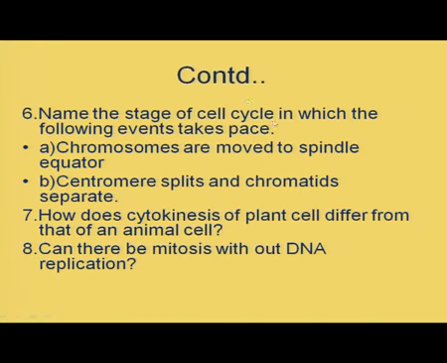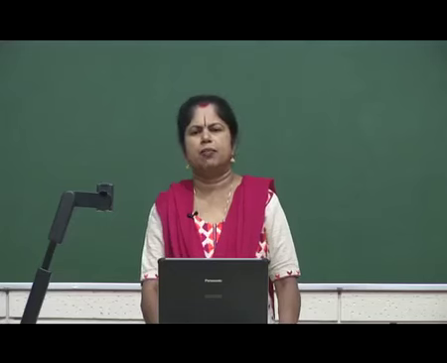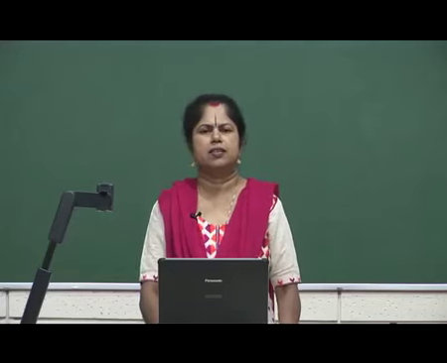Name the stage of the cell cycle in which the following event takes place: chromosomes are moved to the spindle equator, the centromere splits and chromatids separate. How does cytokinesis of a plant cell differ from that of an animal cell? Can there be mitosis without any DNA replication? Remaining aspects we will see in the second session.